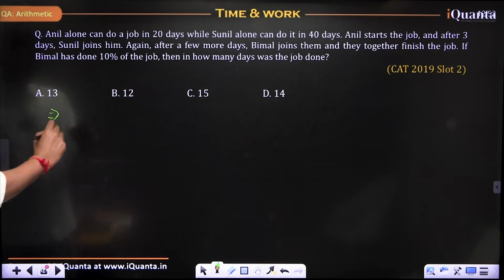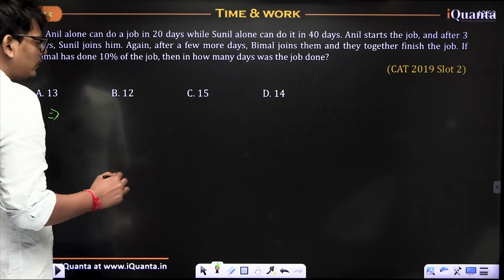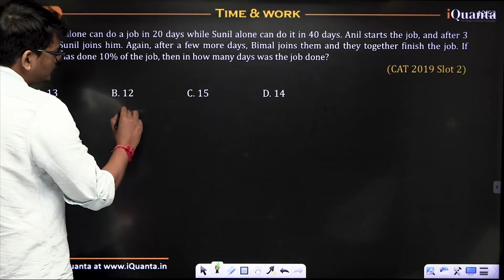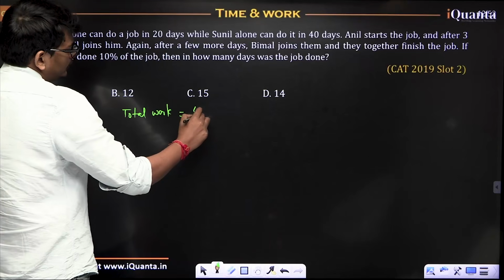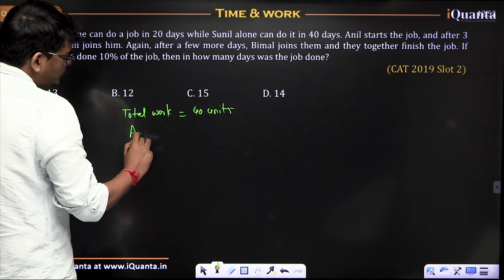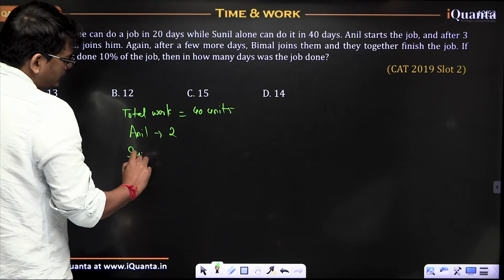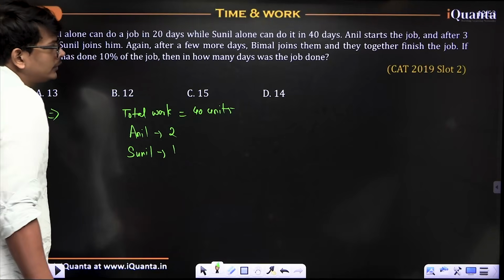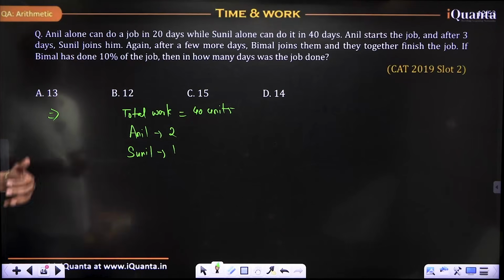Next. Anil alone can do a job in 20 days while Sunil alone can do it in 40 days. So what I'll be doing here, the first part is total work I'm taking as 40 units. ठीक है. अब 40 यूनिट्स टोटल वर्क है तो अनिल की एफिशिएंसी हो जाएगी यहाँ से 2 यूनिट्स एंड सुनील की एफिशिएंसी हो जाएगी 1 यूनिट. ठीक है. Anil starts a job and after 3 days Sunil joins him.